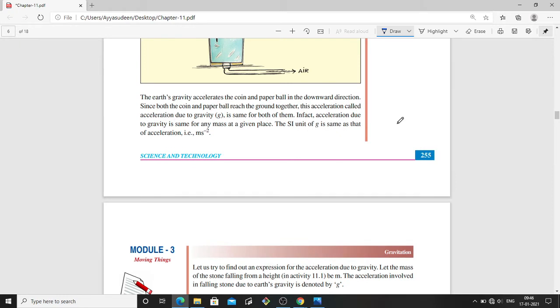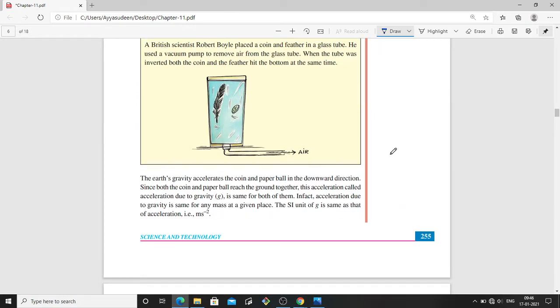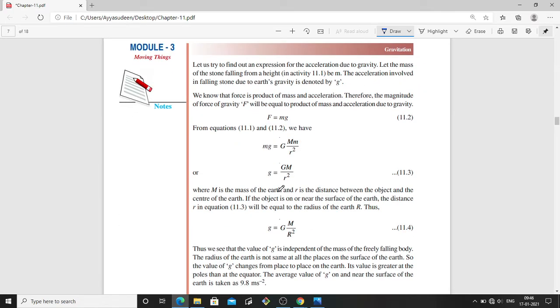For the acceleration due to gravity, they have given a symbol, lowercase g. The SI unit of g is the same as that of acceleration, which is meter per second squared, m s^-2. So the acceleration due to gravity is denoted by g.